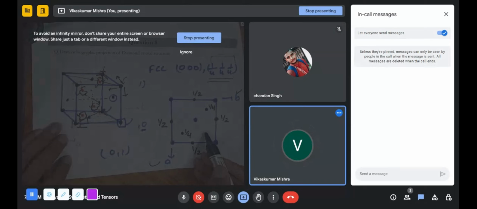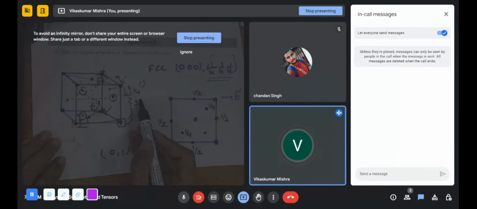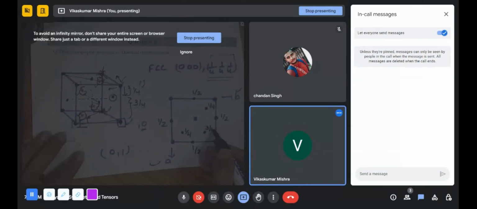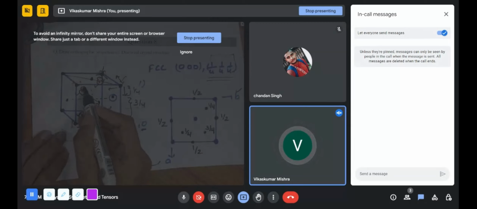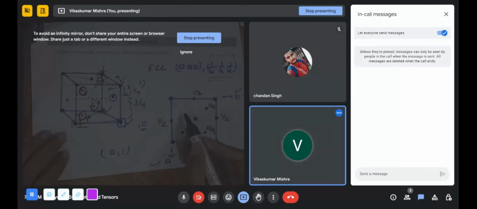I will come over here. So this particular point, but in the C direction, it is going by the amount of 1 by 4 downward. So effectively, we can say from the base, it is coming by 3 by 4 amount in the upward direction. So we will write 3 by 4. And the same will be for this particular point. It will lie somewhere over here, and it will again be 3 by 4.